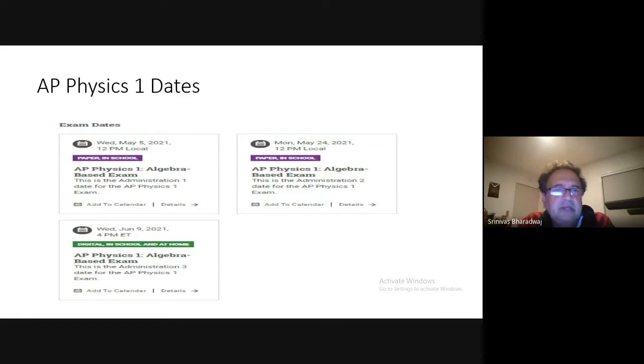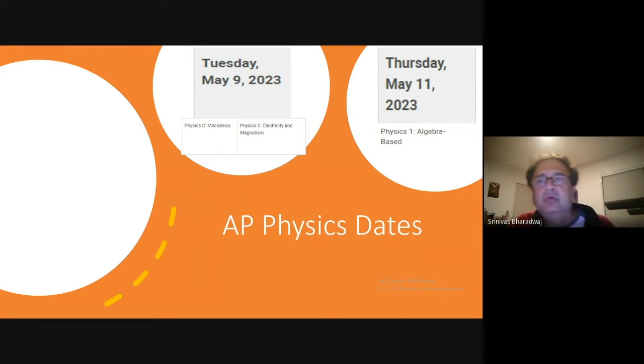These are the dates from 2021. 2022 also has very similar dates. The only thing is, there is no longer a digital program because COVID is now over. The AP Physics dates are in the first and second week of May this year as well, so 2023. This year the AP Physics C program is on Tuesday, 9th May. The mechanics exam is an hour and a half exam, and the electricity and magnetism exam is another hour and a half exam, for a total of 3 hours for the students who are in the AP Physics C track.